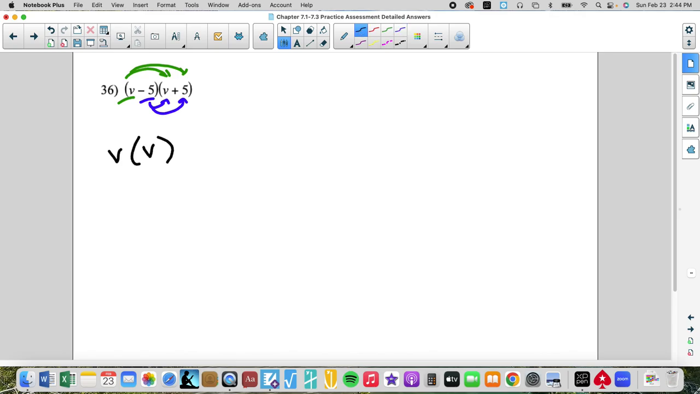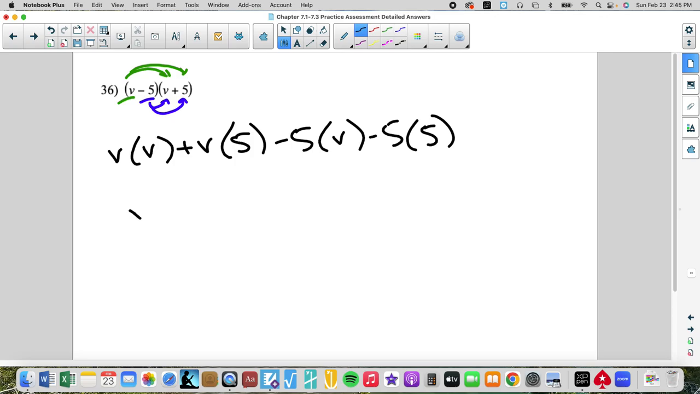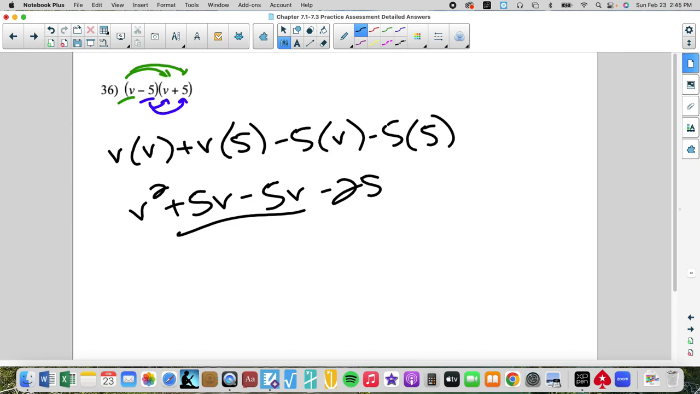V times V plus V times 5 minus 5 times V minus 5 times 5. V times V is V squared. V times 5 is 5V. Negative 5 times V is negative 5V. Negative 5 times 5 is negative 25. This time, your two like terms actually cancel each other, and you get v squared minus 25. So it comes down to 2 terms. So multiplying these 2 binomials produces a binomial.